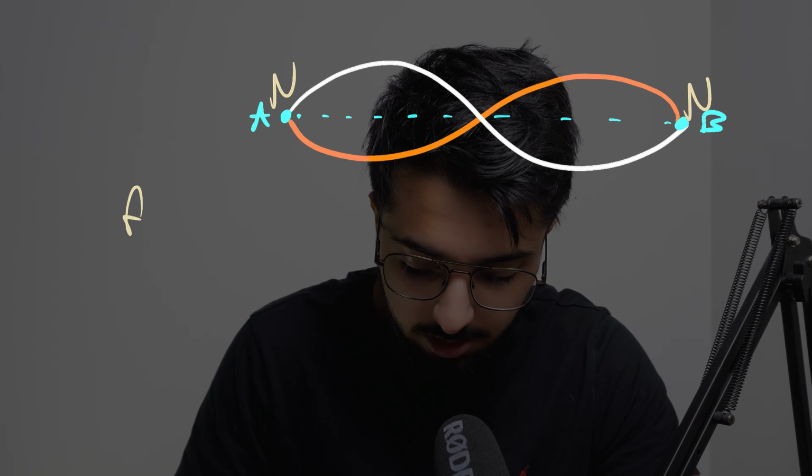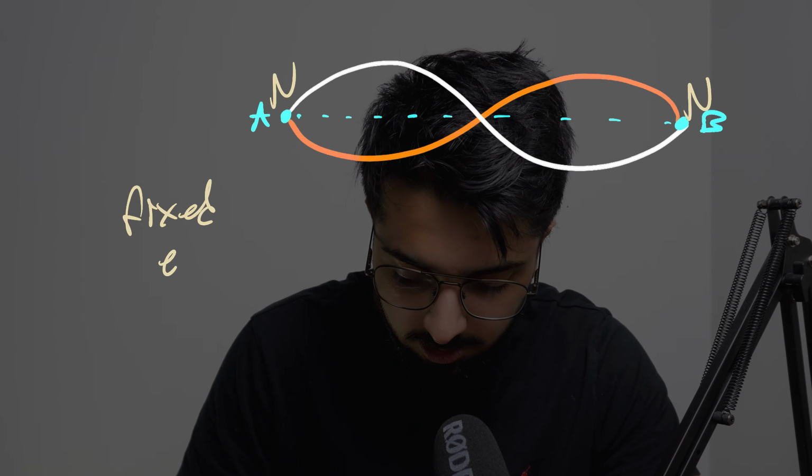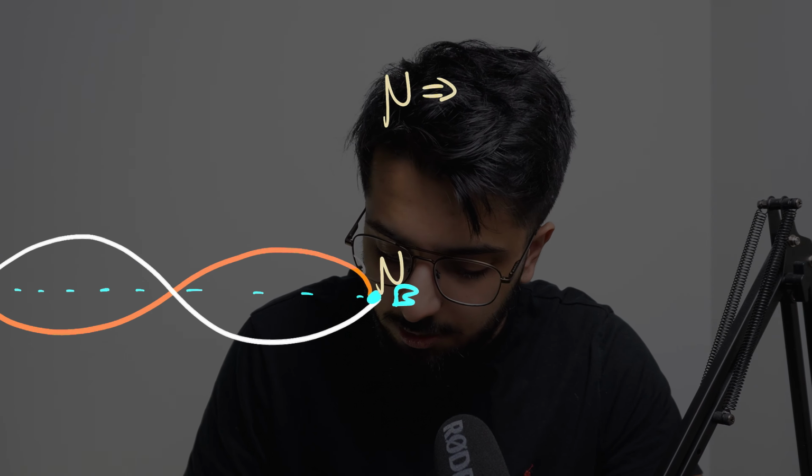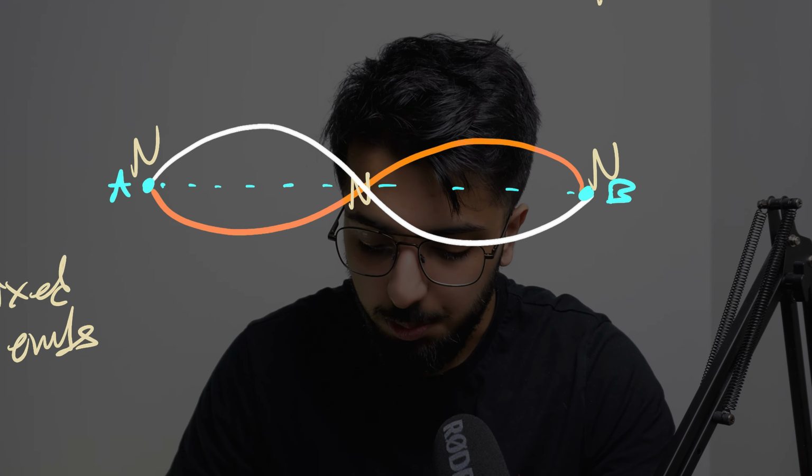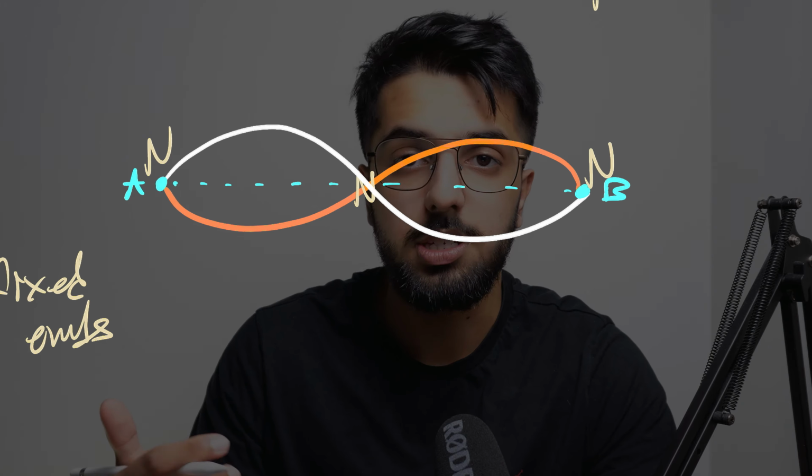This happens because these are fixed ends. So the ends are fixed, like I said previously. And just for clarity, our N stands for nodes. You'll also notice that there is a node in the middle. So those three parts of the string don't displace at all. They stay at zero displacement.